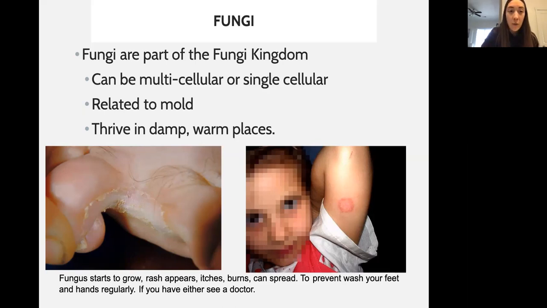And then here on the right, we have a picture of ringworm, which is a ring shape, and it can appear in different parts of your body.